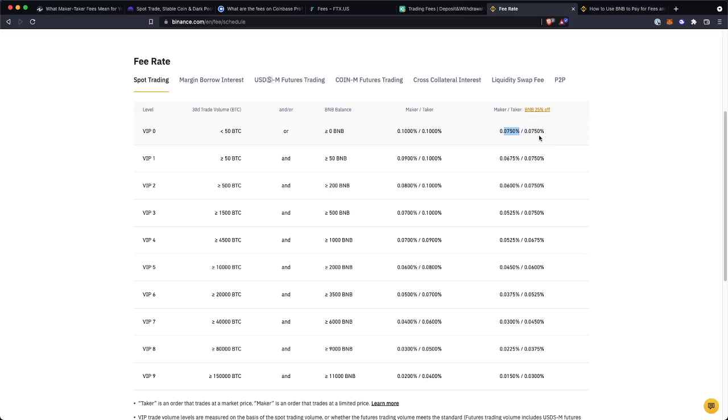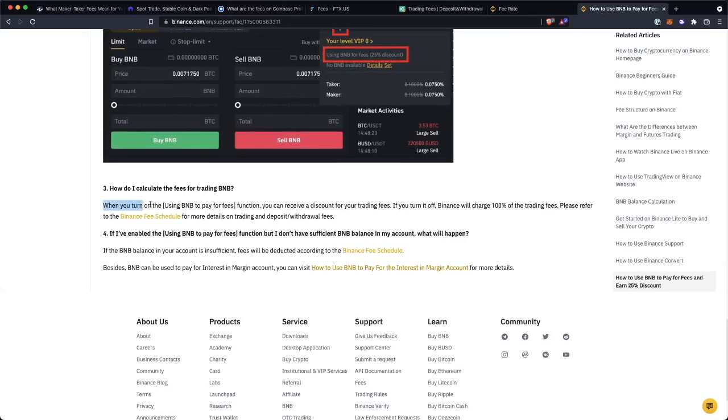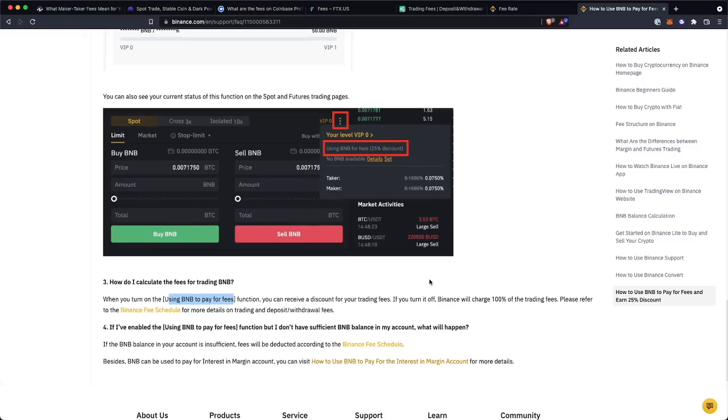But that being said, make your own decision. This isn't me recommending any of these. I'm just going over the facts here of what the fees are. If you do decide to use BNB, here's a quick tip. So when you turn on using BNB to pay fees, all you have to do is just turn on using BNB to pay for fees, and you can see right here in their image that it just shows that that's turned on, and you can verify that it's turned on, and then you can see how much BNB you have available to pay for your fees.